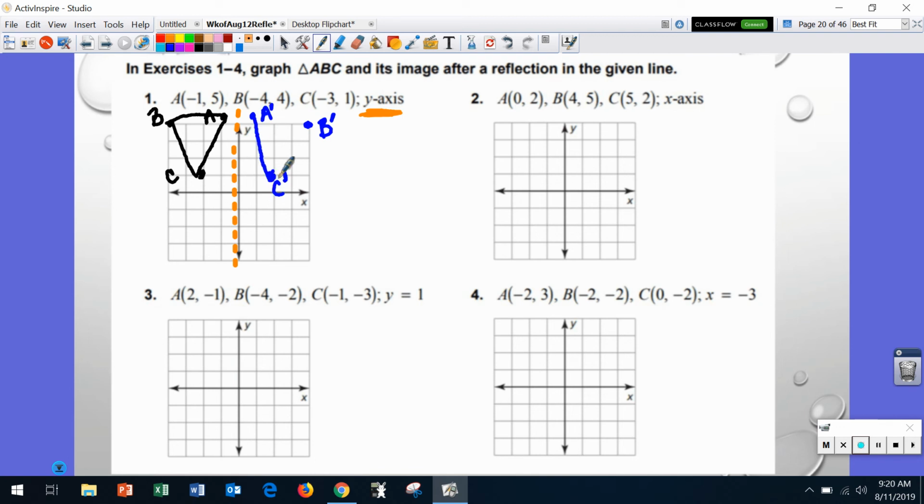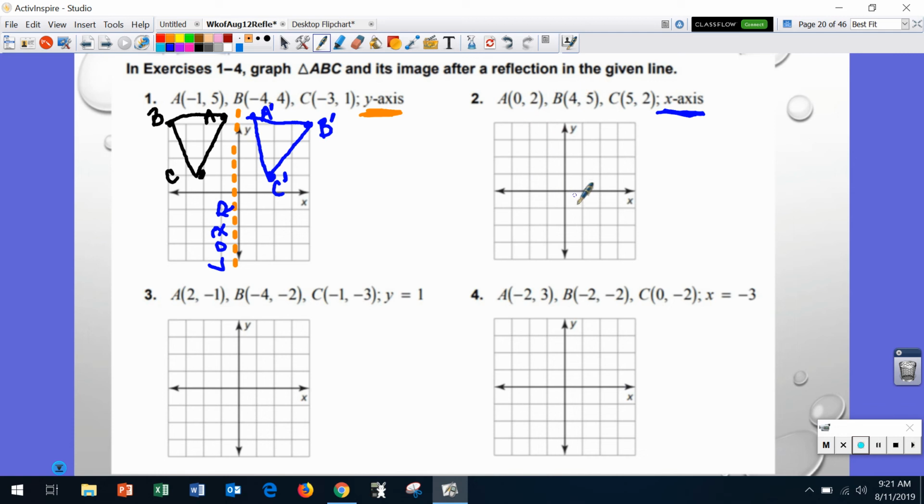And I did it. I've performed a reflection across the line of reflection, and I'm calling that L of R so I don't have to write it all out. And I'm going to do the same thing here. And this time it says in the x-axis. So I'm going to go ahead and graph my pre-image.